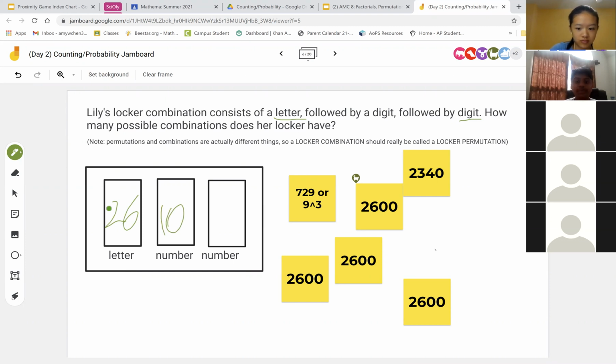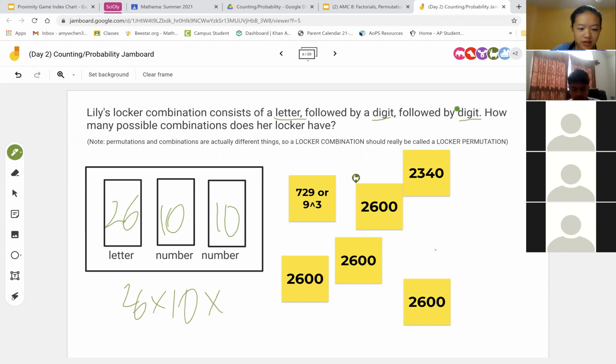Nope. This is where you guys have to be careful. Read the problem carefully. It says followed by another digit. Sometimes it's going to say different digits, so be careful for that. So it's 10 again. Our total answer is 2,600. Good job.